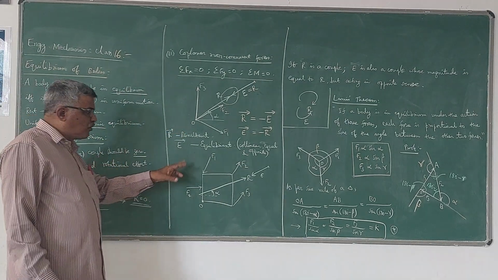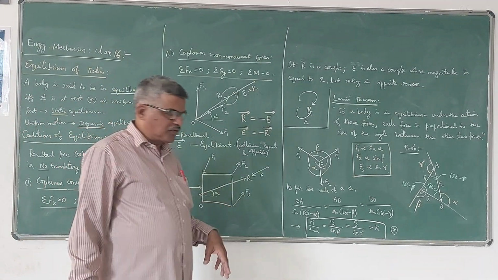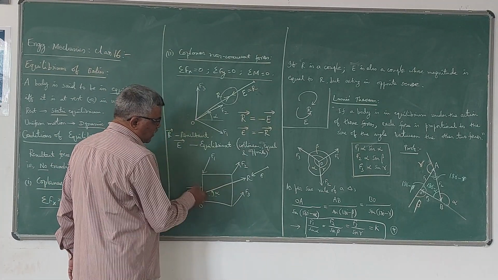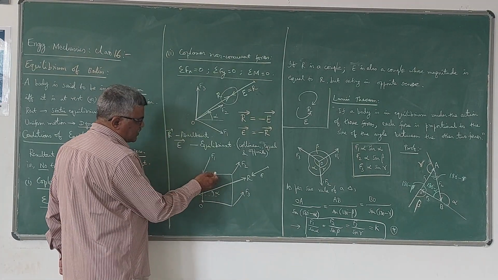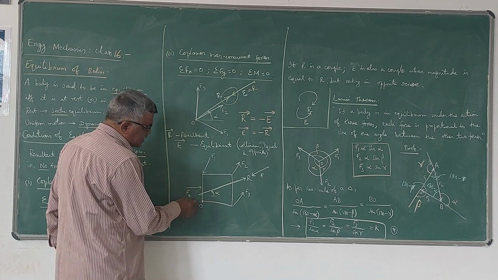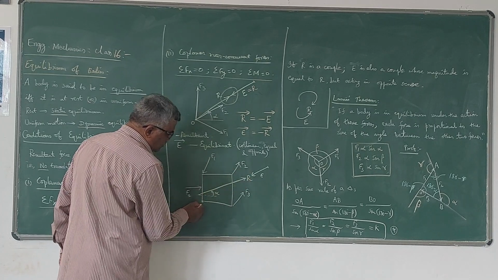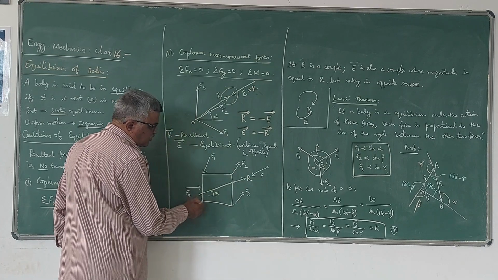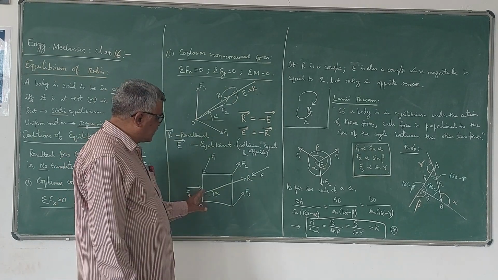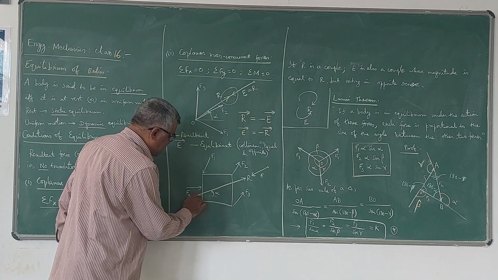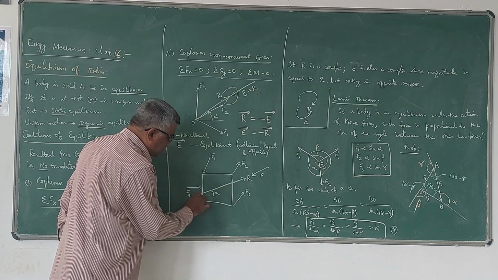In the case of a coplanar non-concurrent force system, you see here F1, F2, F3, F4. I have taken 4 forces here. This is a non-concurrent force system. In this case, we find the resultant. It may be something like this. With respect to some point O, we can always compute the resultant by finding the R, alpha and D value. This is your D value, the perpendicular distance.